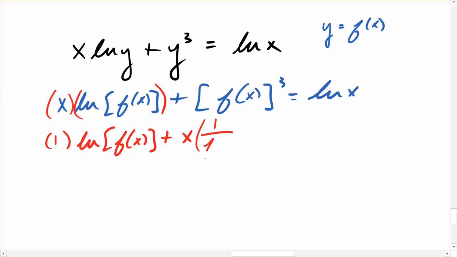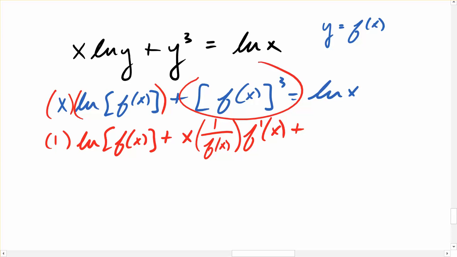1 over f of x, right? Times f prime of x, because you need to do the derivative of the inside. And then what's this next one going to be? Can someone just tell me what the next one's going to be? Mark, can you tell me what's the derivative in terms of x of that?